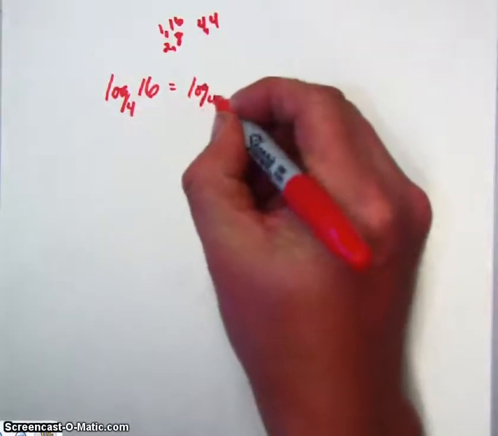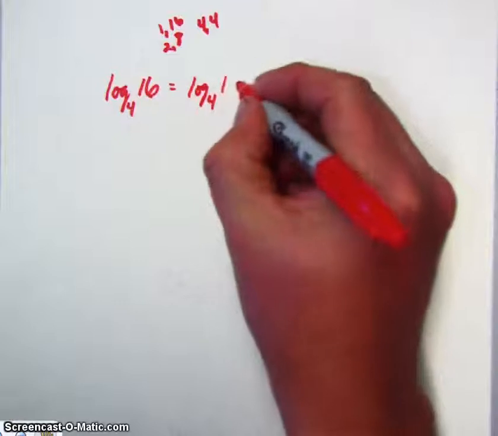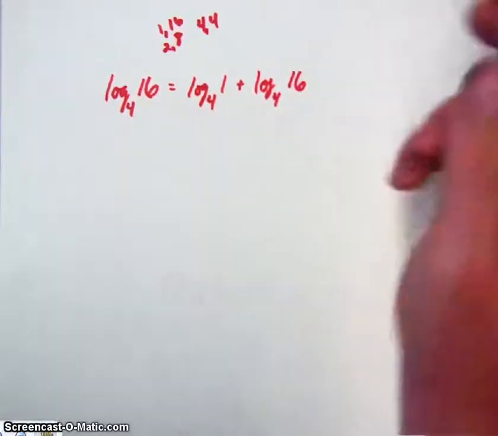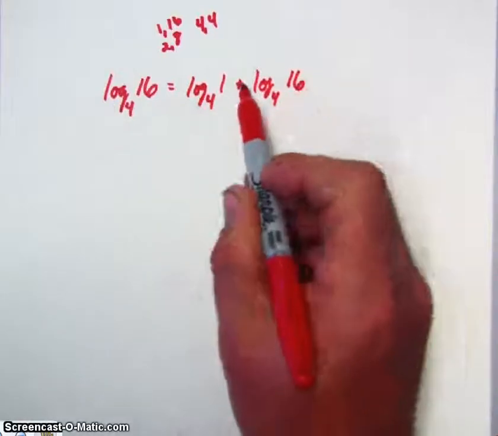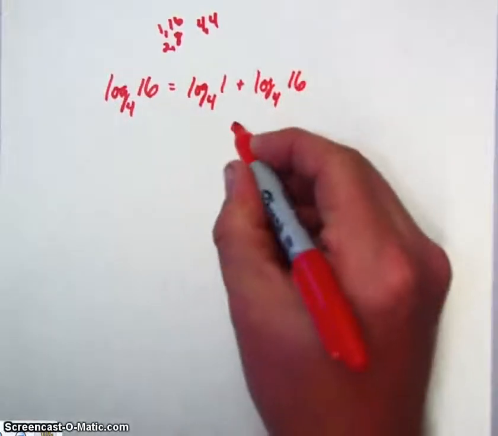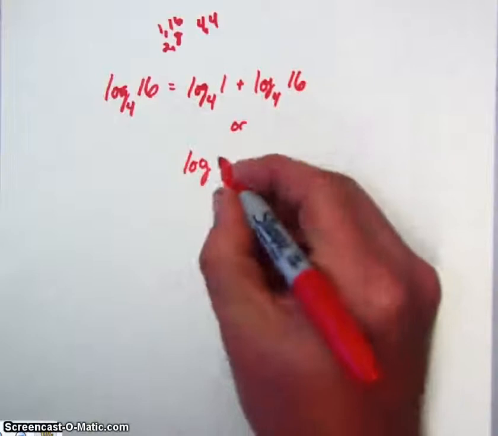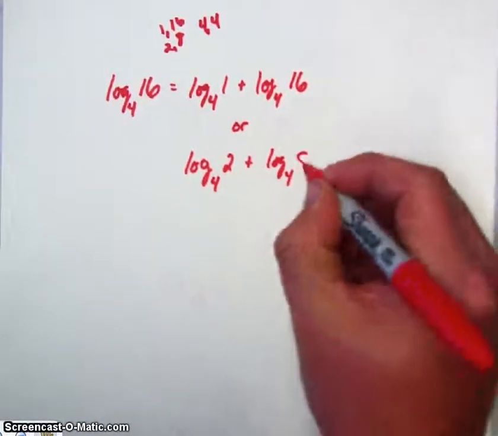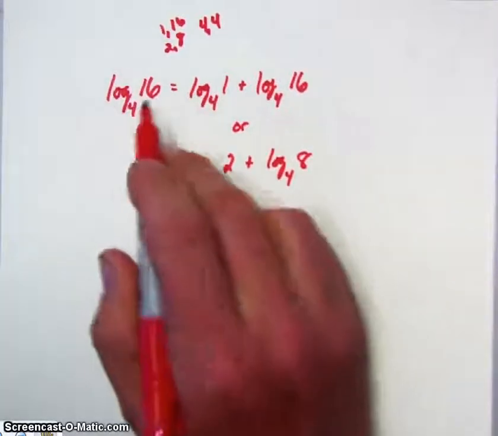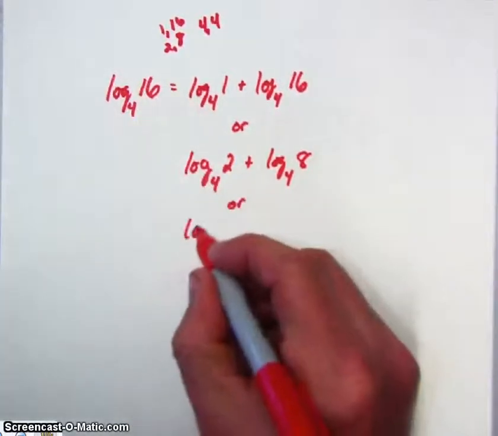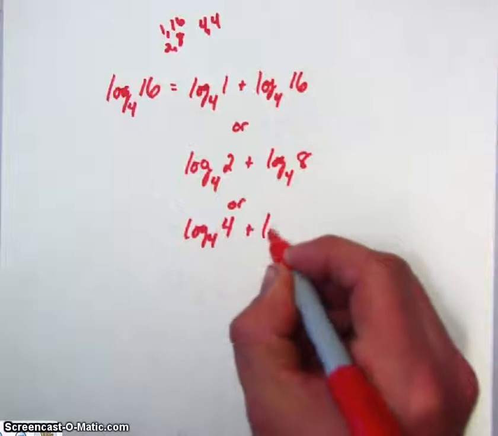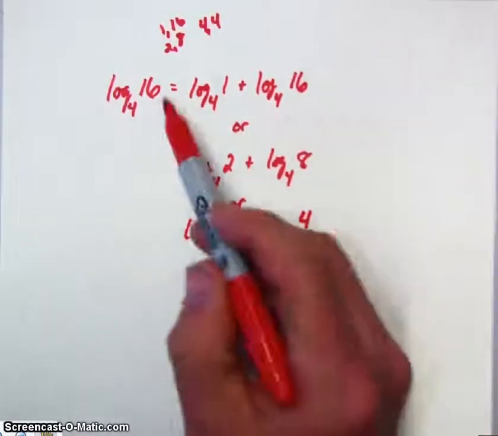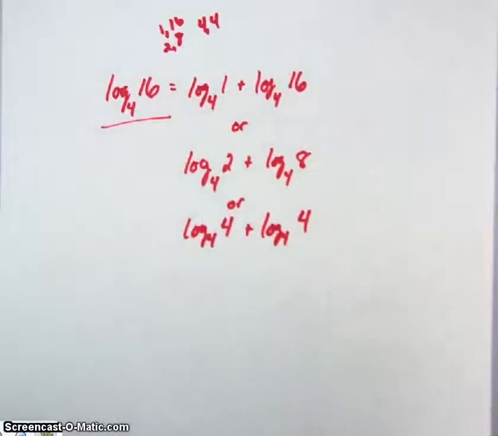I can do log base 4 of 1 plus log base 4 of 16, because when I condense them, 16 times 1 is 16. Or I can write it as log base 4 of 2 plus log base 4 of 8, because 8 times 2 is 16. Or I can do log base 4 of 4 plus log base 4 of 4. So there are actually 3 ways I can expand this into multiple logarithms.